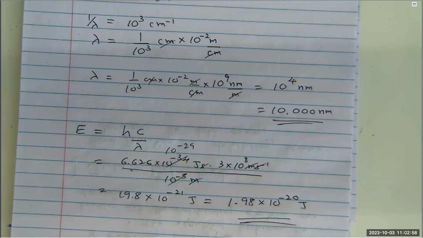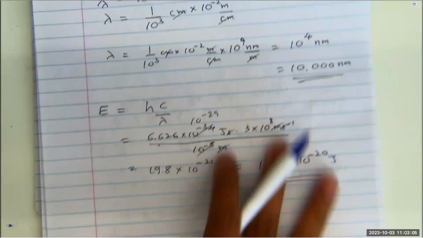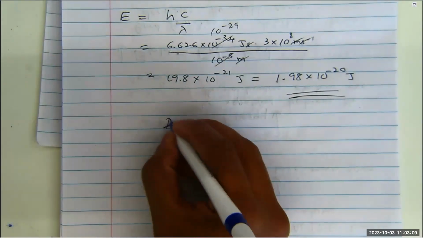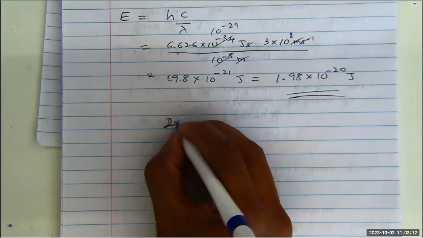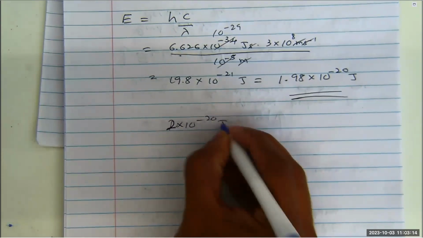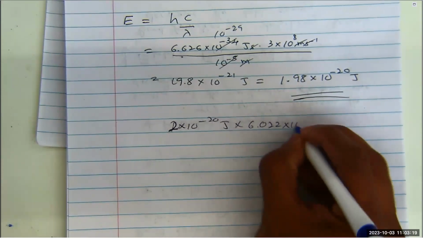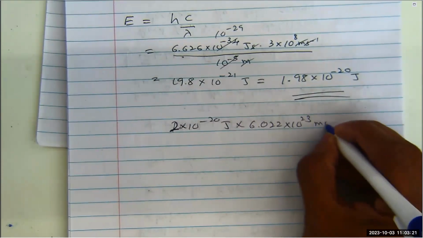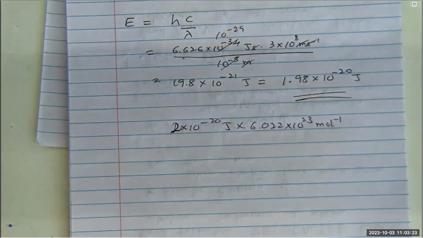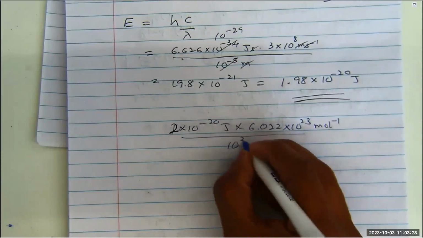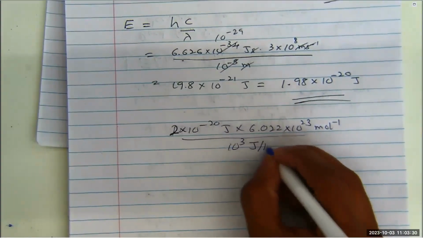Not convinced? Okay, we'll do that again. All right, let's do this. Here's the energy of one photon, which is around 2, since 1.98 is essentially 2 times 10 to the power of minus 20 joules, multiplied by Avogadro's number, 6.022 times 10 to the power of 23, the number of photons per mole. Then divide this by 1000, which is 10 to the power of 3, because that's how many joules we have in a kilojoule.